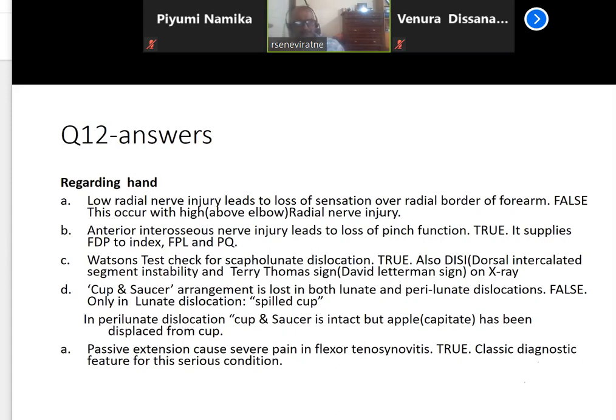So anterior interosseous supplies FDP to index, flexor pollicis longus and pronator quadratus. So Watson's test tests for scaphoid dislocation, and it also tests what's called DISI and VISI, dorsal intercalated segment instability and ventral intercalated segment instability. These names may not be familiar to you, but I would like you to know that.